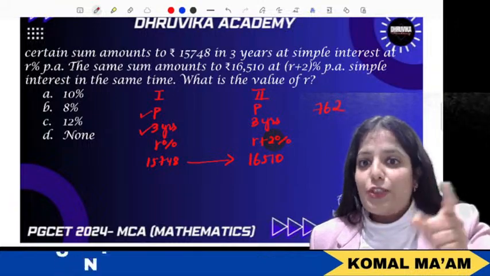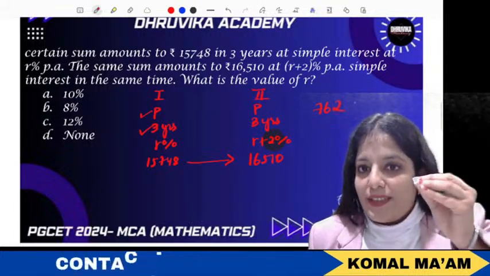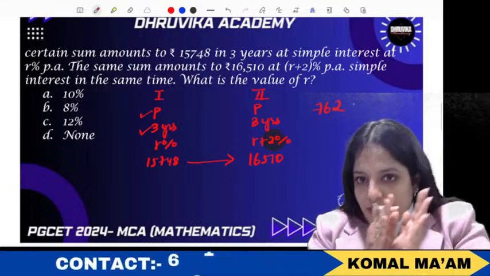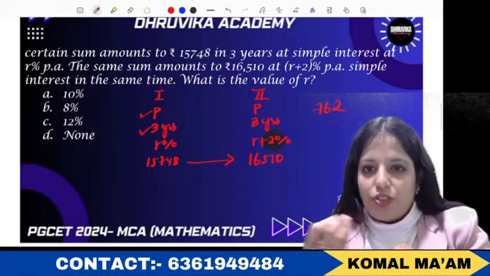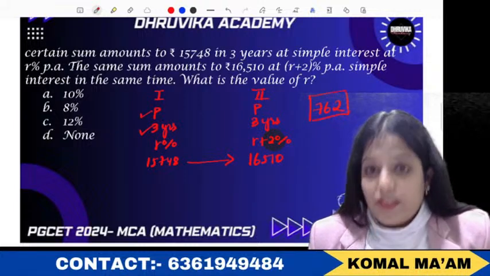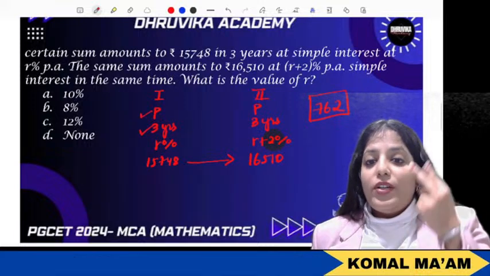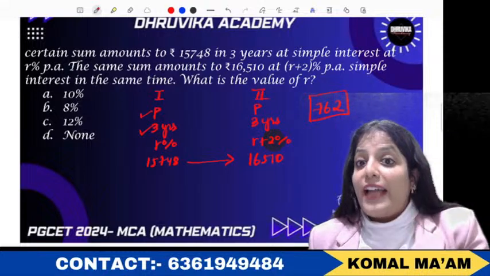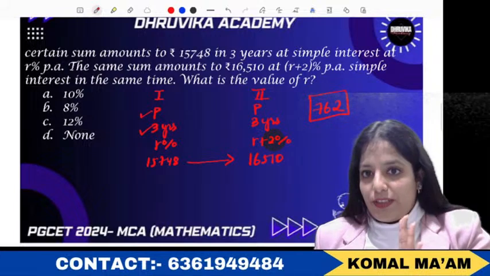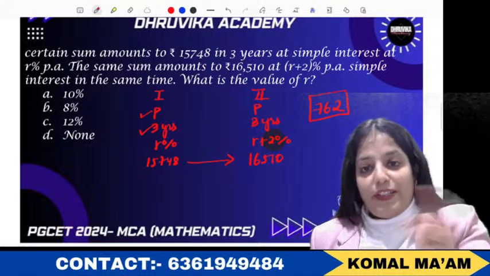Okay, 762 in the amount, right? So this 762 is basically because of this 2%. ठीक. So how to solve this question directly? How to solve this equation quickly? You need to understand this very carefully, that this 762 is because of that 2%. Principal is the same, time is the same, only the rate got increased by 2%, and as a result of that the amount got increased by 762. So this 762 is nothing but the 2% of the principal invested for 3 years.